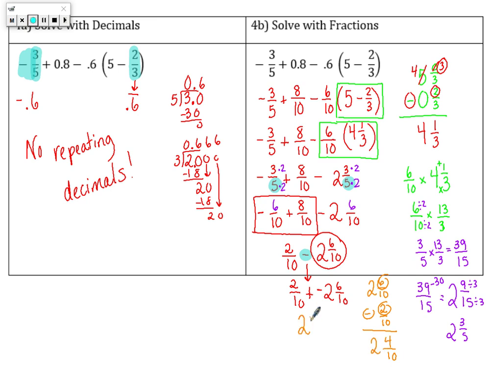Oh, wonderful. So we get the answer 2 and 4 tenths. We take the sign of the bigger number, the negative. And then we might notice that these are both divisible by 2, which means the final answer is actually negative 2 and 2/5.